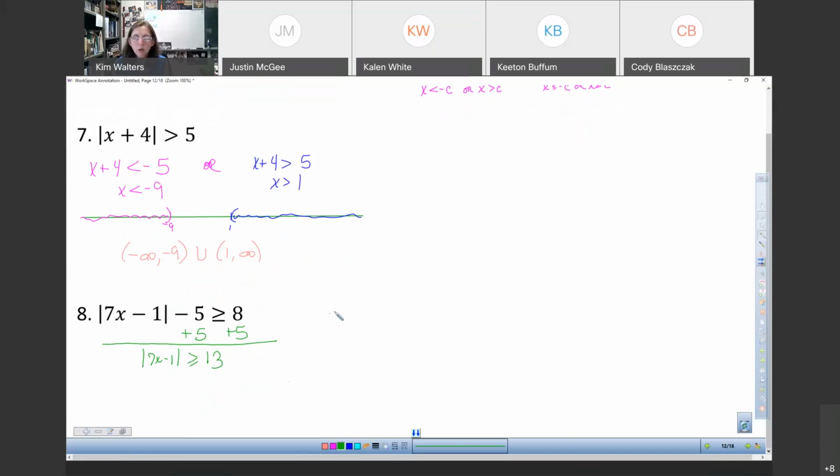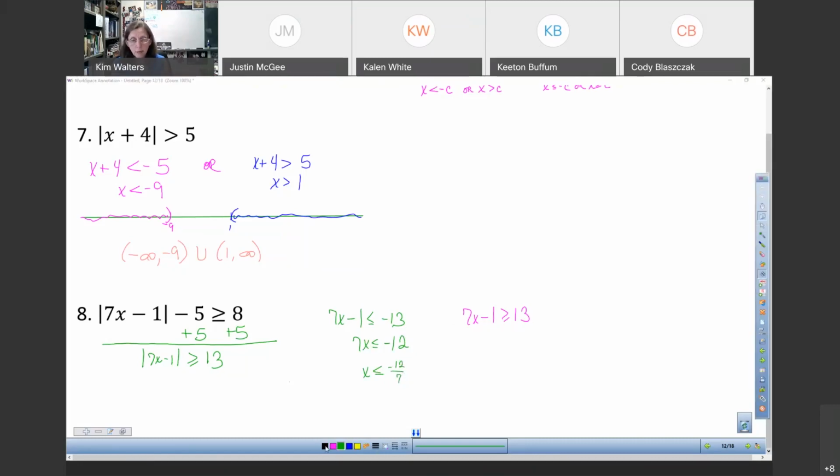I'm going to move them over here so we can see and don't run out of space too badly. I'm going to have 7x minus 1 is less than or equal to negative 13, and my second inequality is 7x minus 1 is greater than or equal to positive 13. I'm going to solve each of my inequalities. Add 1 to both sides. That gives me 7x is less than or equal to negative 12. Not necessarily a lovely number, but it's okay. x is less than or equal to negative 12 sevenths.